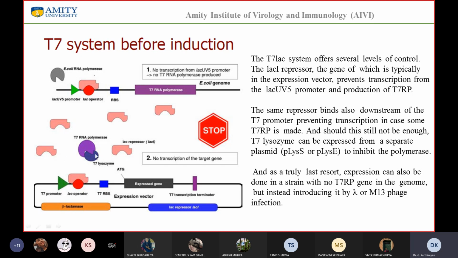Okay, so T7 lysozyme binds to this, and makes sure that this is not expressed at all. Okay, this is not expressed. So there are two things that you can see here.